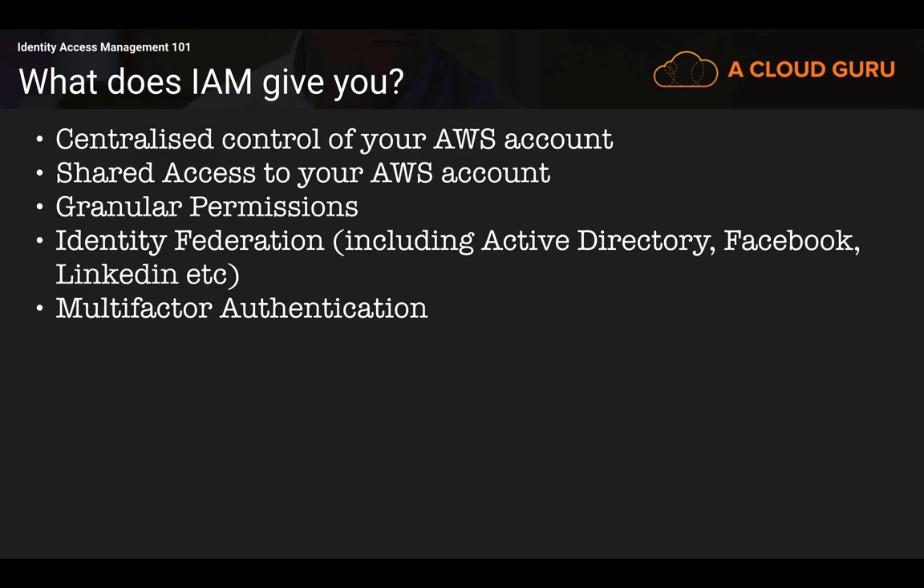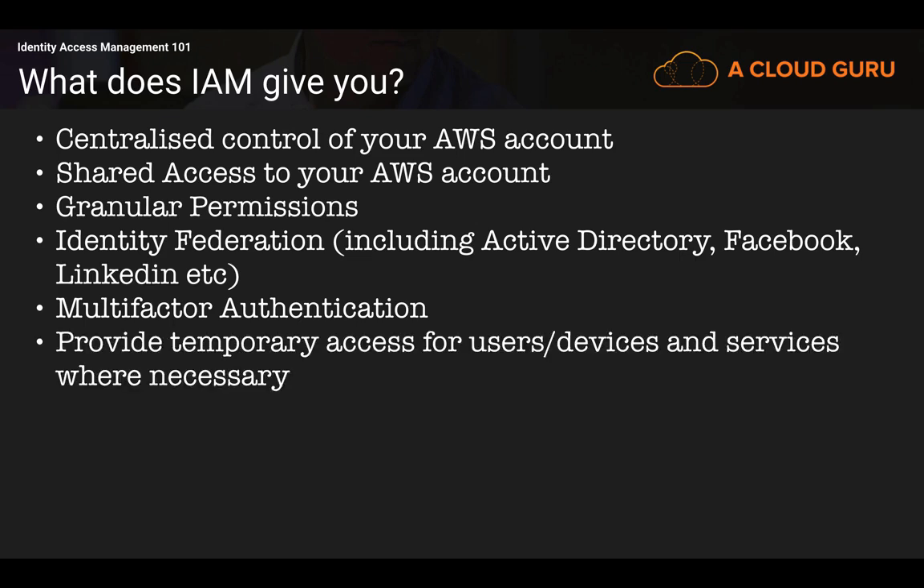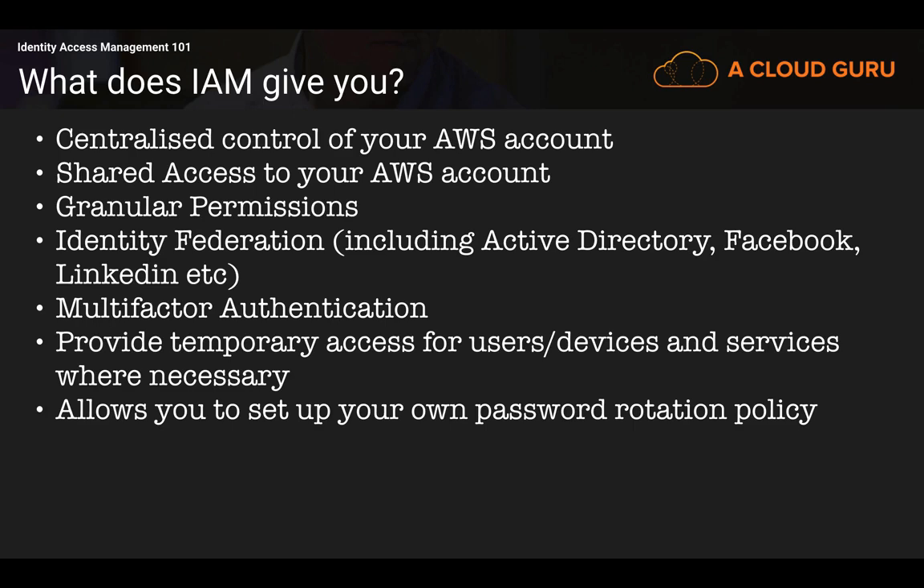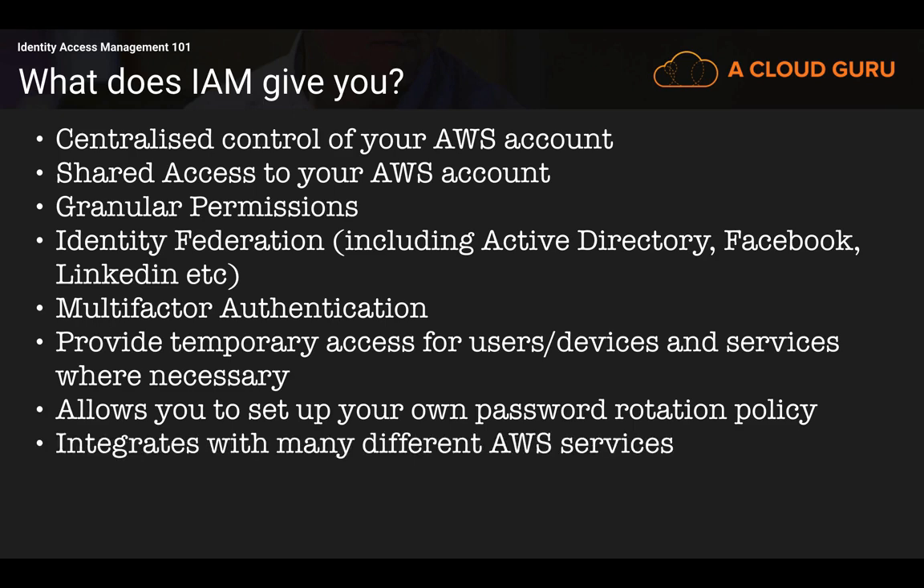It also allows you to do multi-factor authentication. So you can use two-factor authentication when logging in. And we're actually going to set that up in the next lab. And IAM also allows you to provide temporary access for users or devices and services where necessary. So you can actually set it up so that if you're developing a web application or a mobile phone application, that application can temporarily access your AWS account and perhaps store things in DynamoDB or in S3, for example. It allows you to set up and manage your own password rotation policy. It integrates with many different AWS services and it supports PCI DSS compliance.